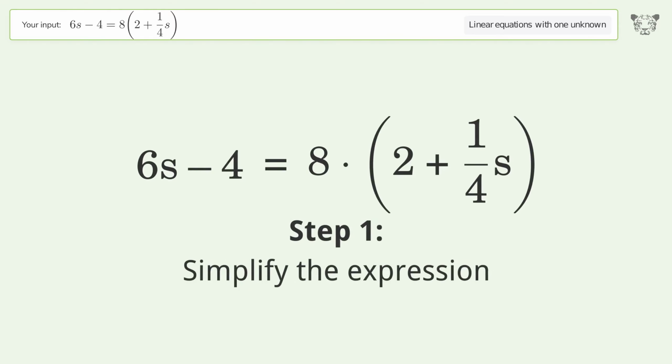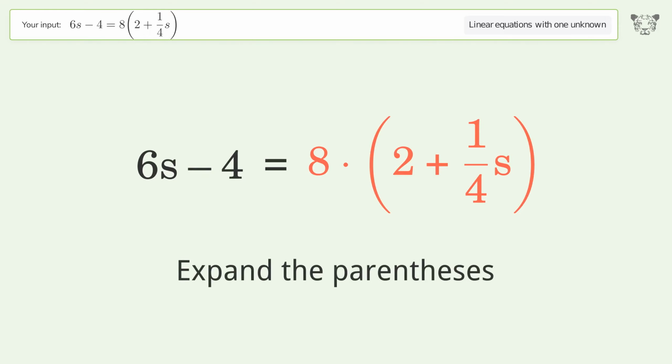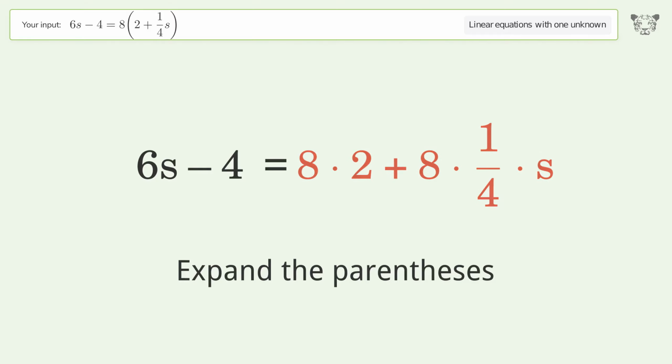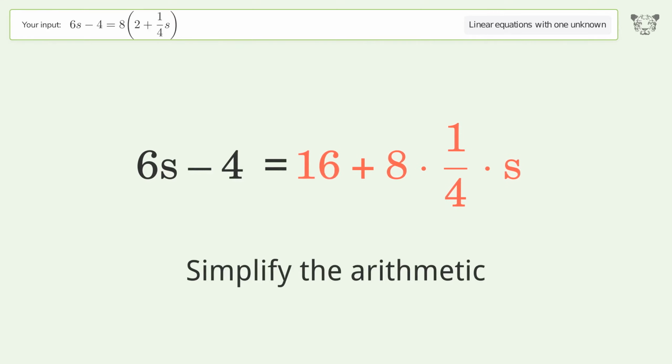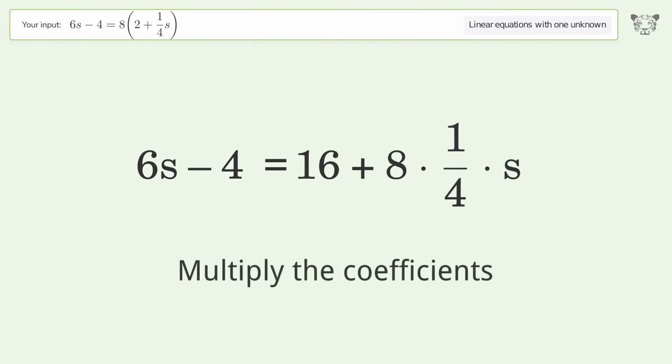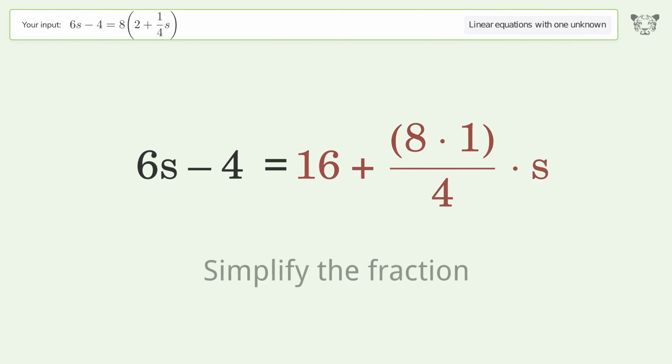Simplify the expression. Expand the parentheses. Simplify the arithmetic. Multiply the coefficients. Simplify the fraction.